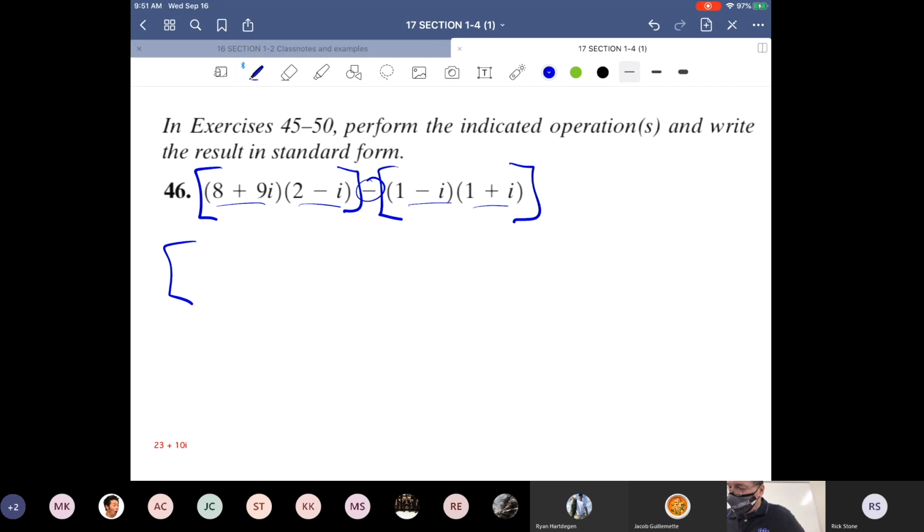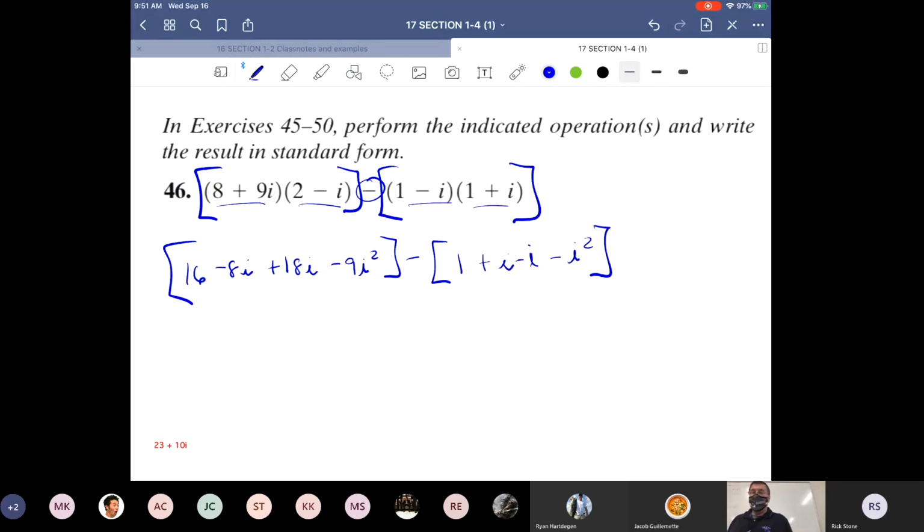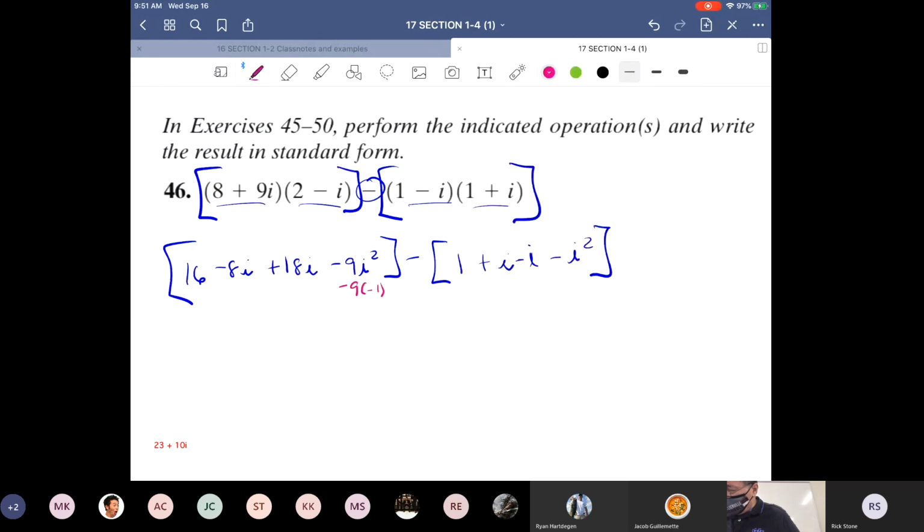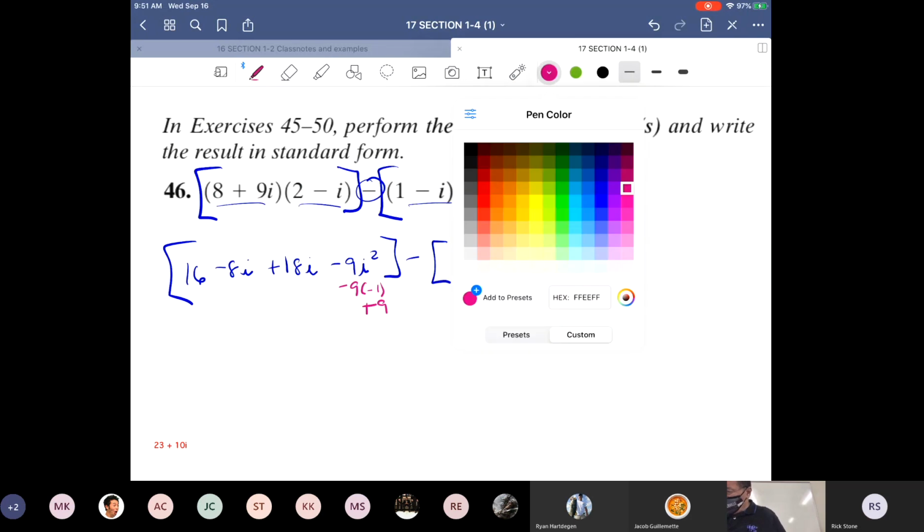So we're going to FOIL those two to get 16 minus 8i plus 18i minus 9i squared minus, here we're going to get 1 plus i minus i and minus i squared. Is everyone with me on the two FOILs? What does i squared equal again? -1. So that's really -9 times -1 or positive 9. And this is really a -1 or positive 1.